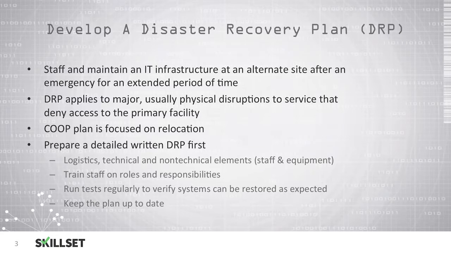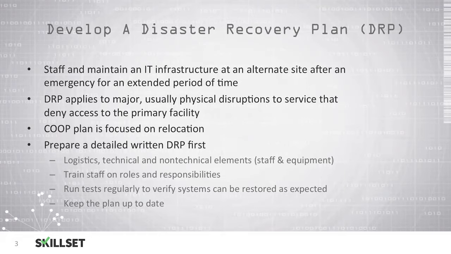Disaster recovery plans typically apply to major physical disruptions that will deny you access to your primary facility. Your continuity of operations plan, or COOP plan, focuses on relocation in case you have to move to your alternate site. It is important that you prepare a very detailed and written disaster recovery plan so that individuals know what to do in case of a disaster. You do not want to have a verbal or non-written plan and assume that they know what to do when a disaster occurs. This plan should have your logistical, technical, and non-technical elements, such as your staff and equipment and what they need to do and where that equipment is located if they need to access it.